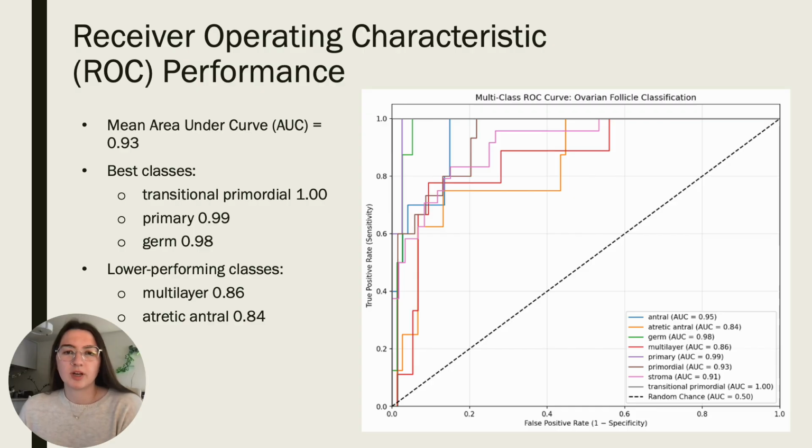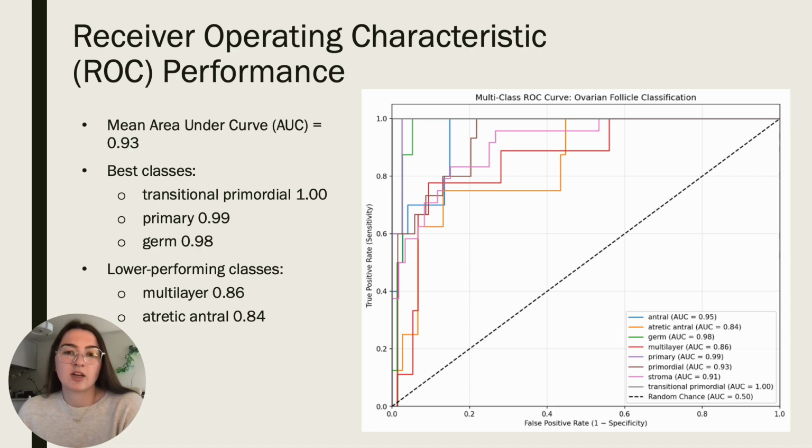A receiver operating characteristic curve was generated to evaluate discriminative performance across all 8 classes. The graph shows the true positive rate of the model compared to the false positive rate. All classes achieved area under the curve values substantially above the random chance baseline of 0.5, with a mean area under the curve of 0.93 across all classes.